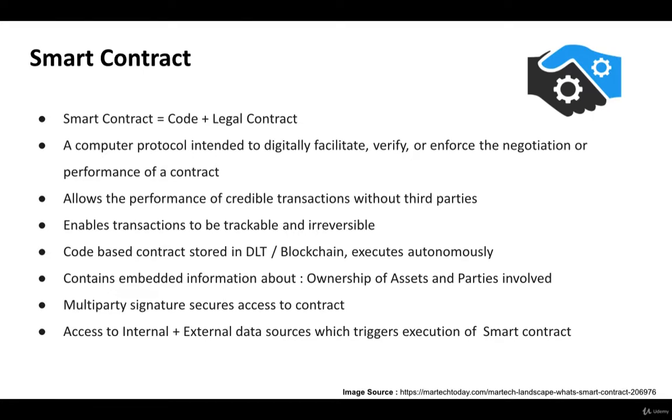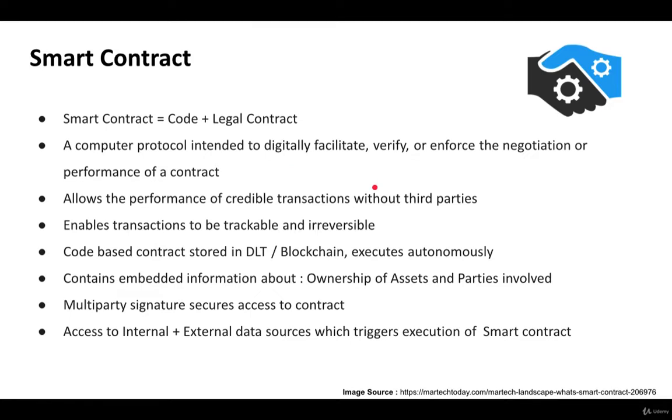If we were using a smart contract, the smart contract would be a computer protocol which would digitally facilitate, verify, or enforce the negotiation or the performance of a contract. So the negotiation or the finalizing of the contract can be done online. It allows the performance of a credible transaction without any third party.